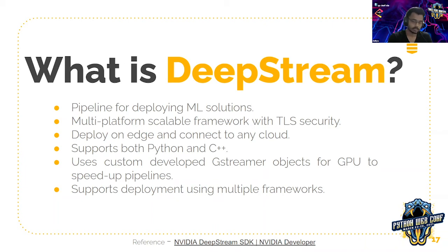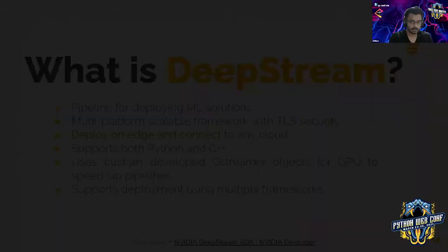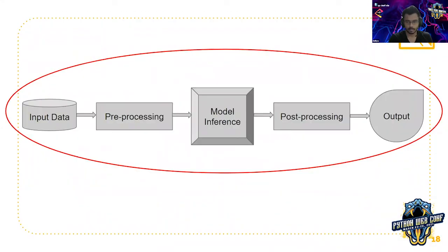One speciality about DeepStream is that they have used GStreamer objects, and they have custom developed them to run on GPUs instead of CPUs. So you can speed up the entire pipeline, and you can move that entire pipeline to a GPU. And it supports development using multiple frameworks. So even if you want to deploy anything using TensorFlow, PyTorch, or MXNet along with TensorRT, you can use DeepStream for that. DeepStream takes care of the entire pipeline in one go, and model inference for DeepStream is taken care of by TensorRT.